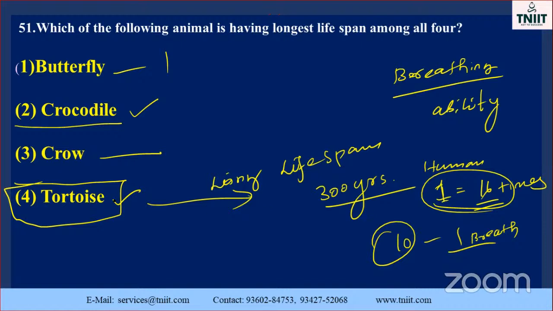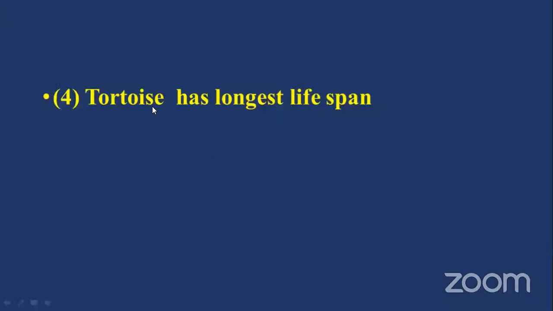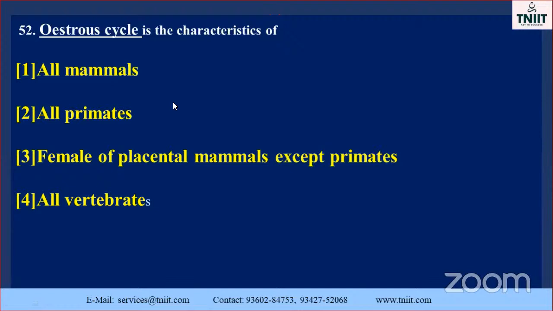So the lifespan is increased with the help of the breathing ability only. Breathing control. That's why all are telling us breathing exercise is also good for increasing the lifespan. That's why all of you do it practically, properly, and also practice it. Tortoise has the longest lifespan. How many years? 300 years and more. Okay. Go to the next one.